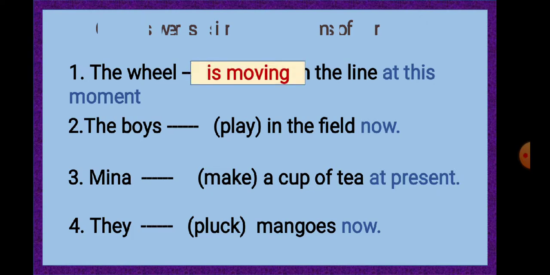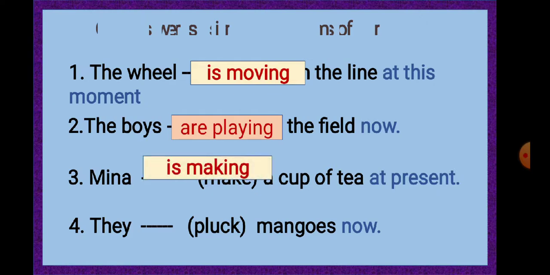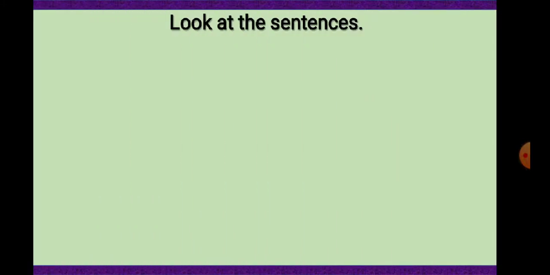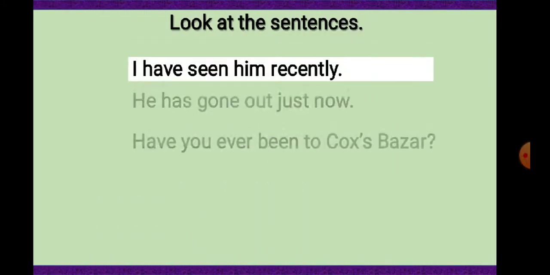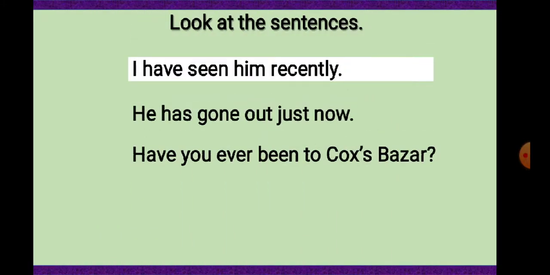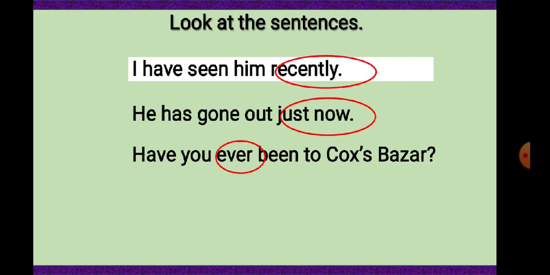The first answer will be is moving, then are playing, then is making, then are plucking. Look at the sentences. I have seen him recently. He has gone out just now. Have you ever been to Cox's Bazar? The sentences have been written in present perfect tense.